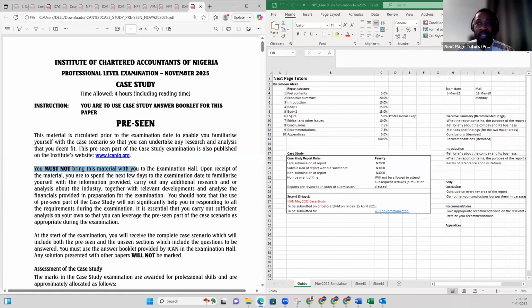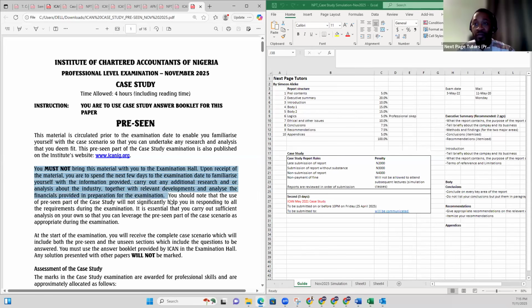You must not bring this material to the exam hall, so don't take it to the exam hall. Upon receipt of the material, you are to spend the next few days, which is what we are doing, examining the dates, few days to the examination date, familiarizing yourself with the information provided, carry out any additional research or analysis about the industry, together with relevant development and analysis of the financial statement provided.